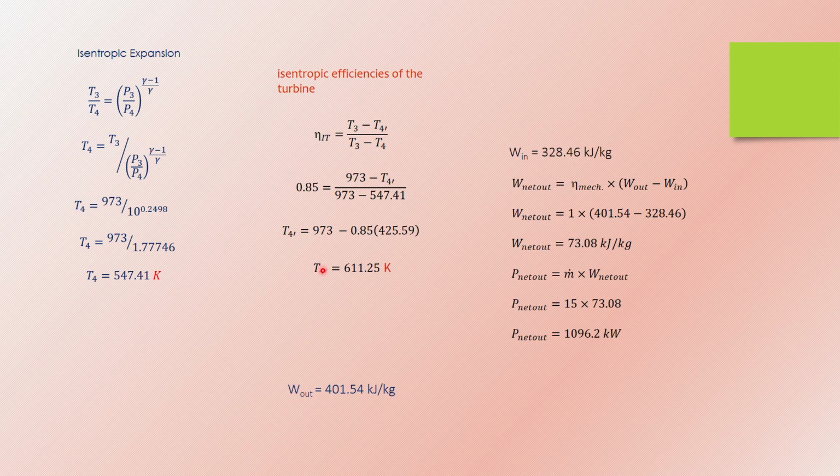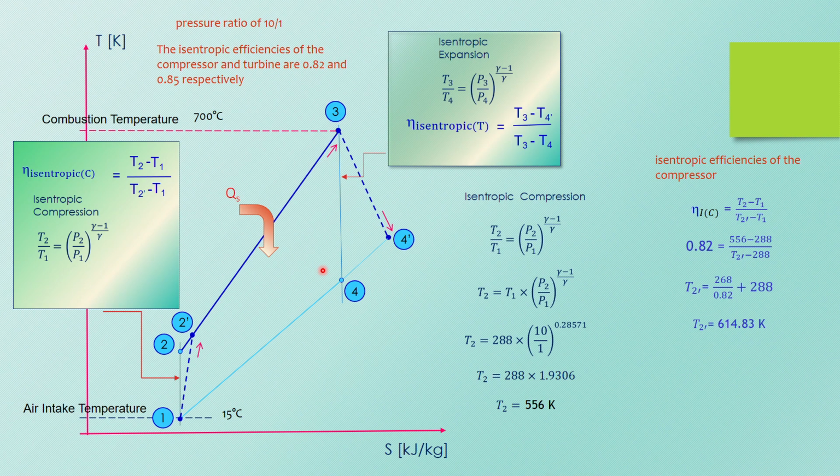Why do we need T2 prime and T4 prime? So the work input now is actually based on this: Cpa times (T2 prime minus T1). It's no longer T2 minus T1 as you have in your constant pressure cycle. And then your work output should be Cpg times (T3 minus T4 prime). This is Cpa, that is Cpg. And your heat supply should be Cpg times (T3 minus T2 prime). So that is your heat supply.